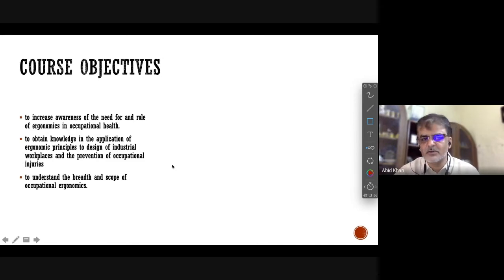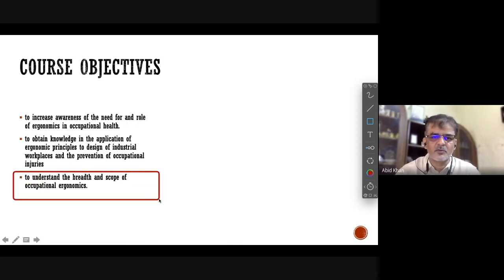So first of all, we have to learn the principles. After the course, our objective is to impart the knowledge of the basic principles and basic applications of ergonomics, so that it can be used for workplace design, or tools design, or task design that results in the prevention of occupational injury. Third is to understand the breadth of the scope of ergonomics, how far we can go with the help of the subject. That is important as well.